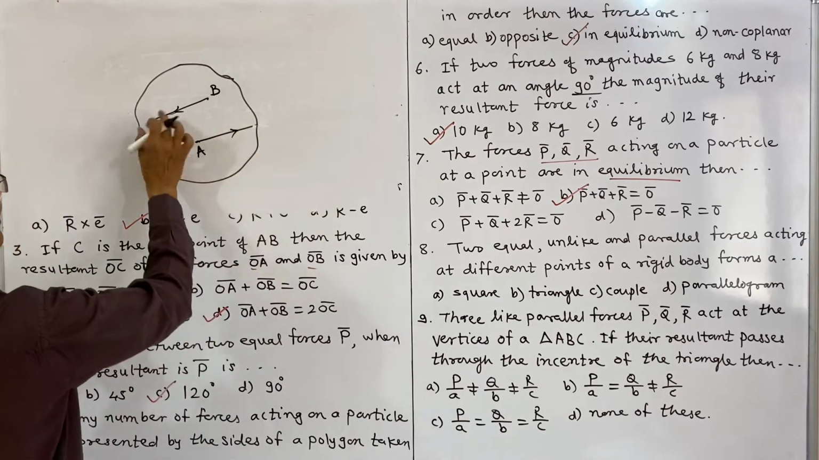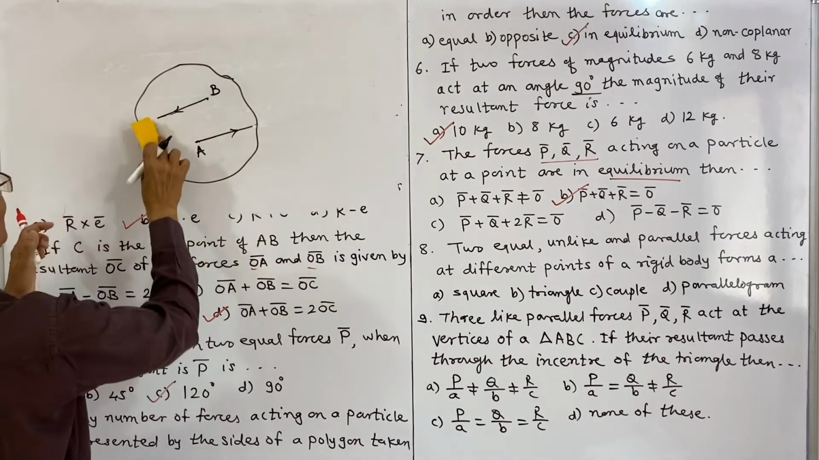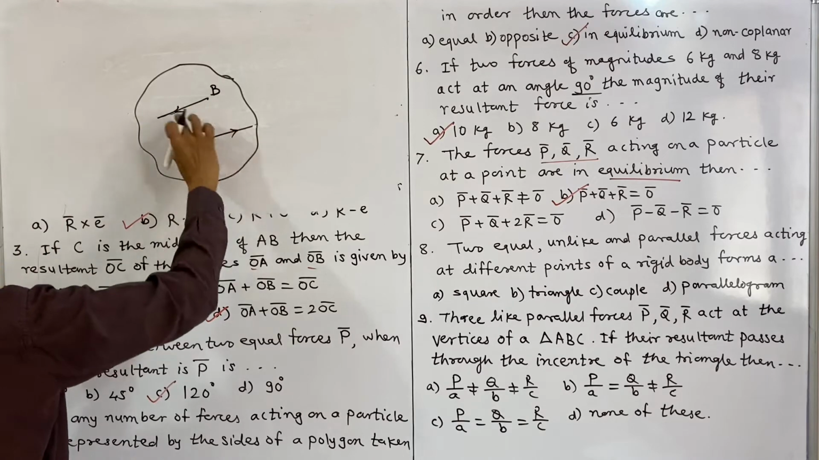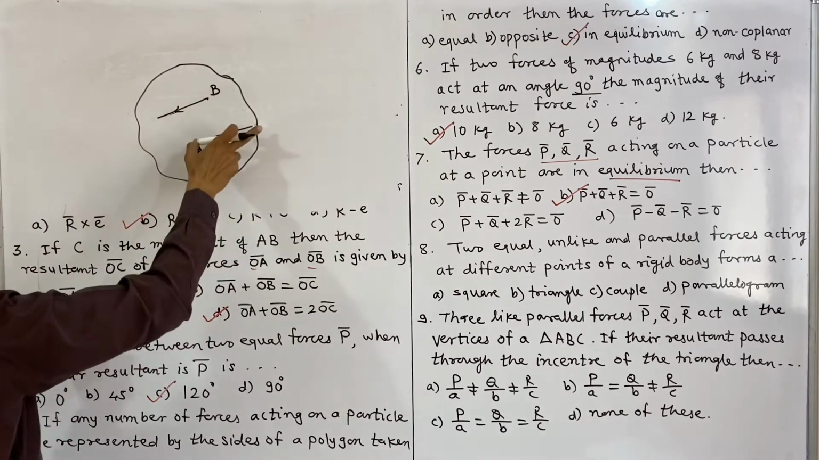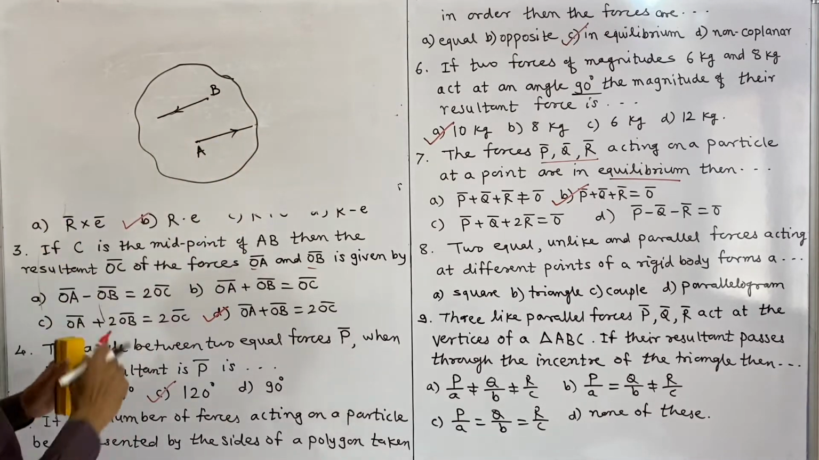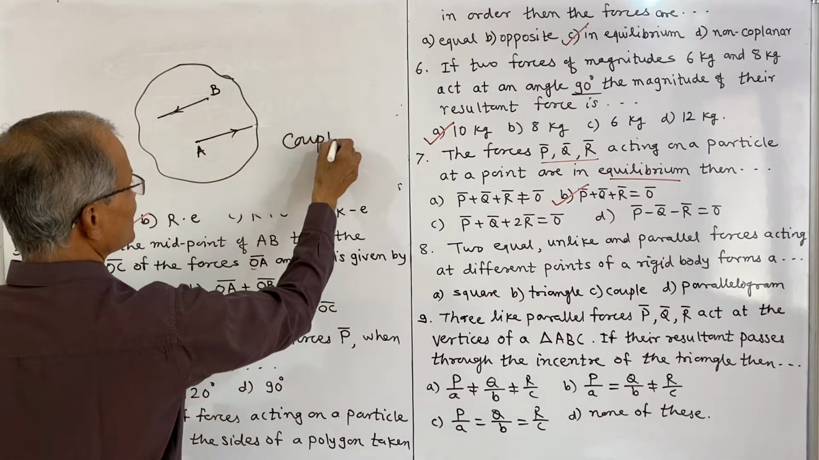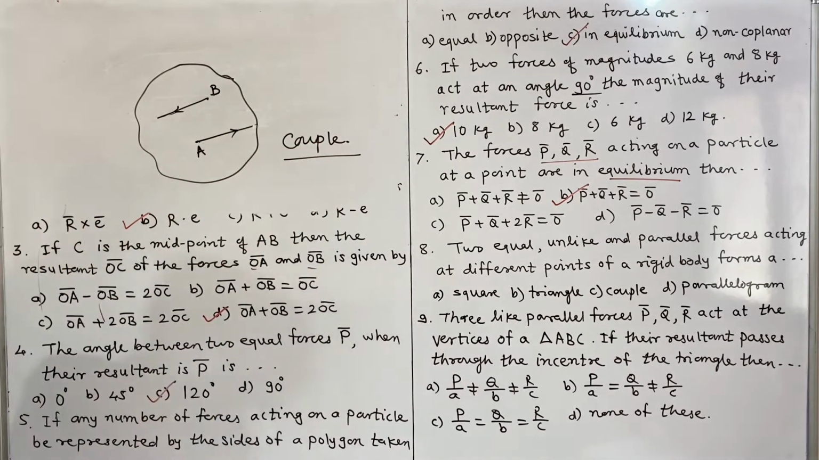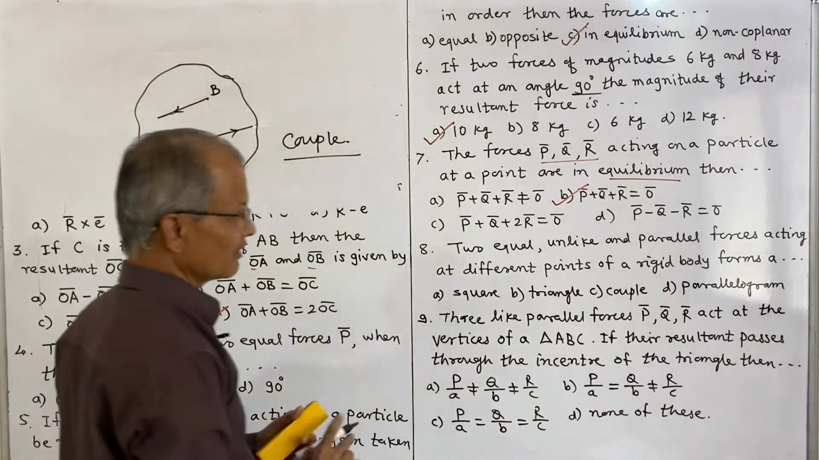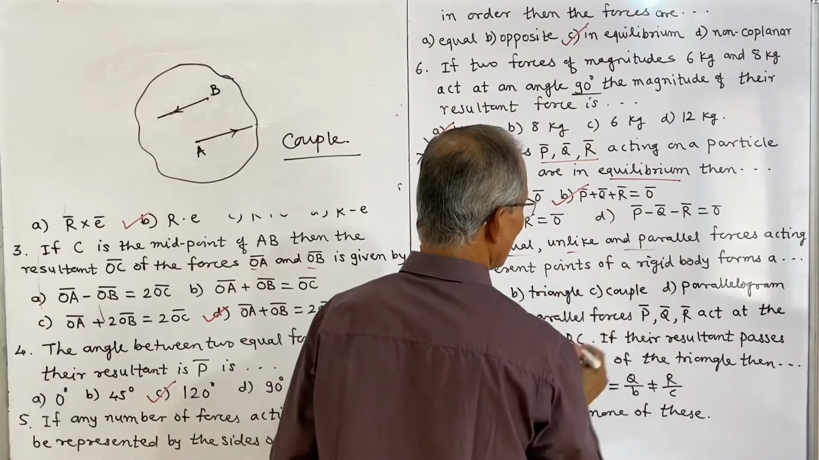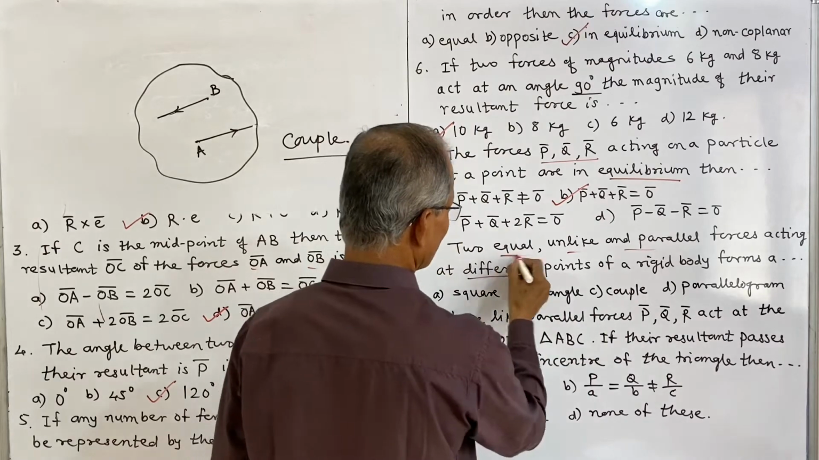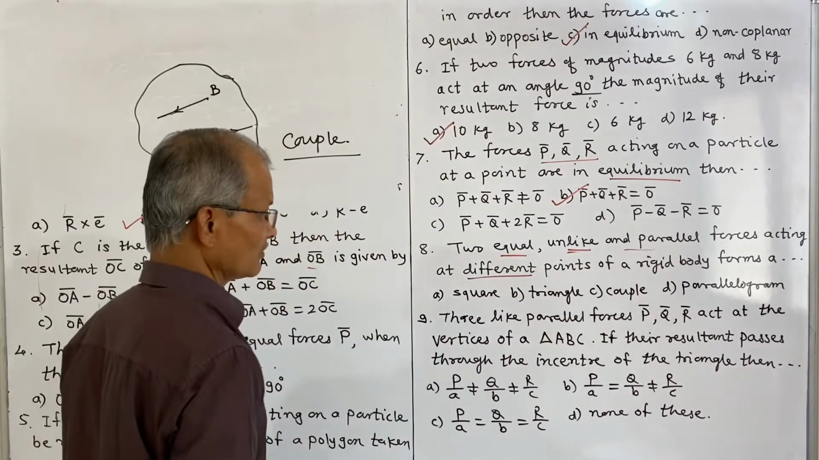So this length we have to assume is the same as this one, and they are parallel but unlike, meaning having opposite direction. So they form a couple. So this is a couple, the definition of a couple. So equal, unlike, parallel forces acting at different points: these are the conditions to form a couple.